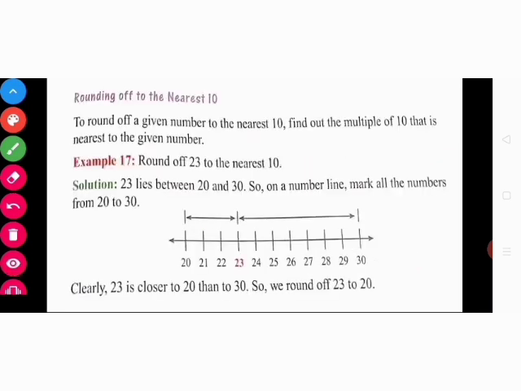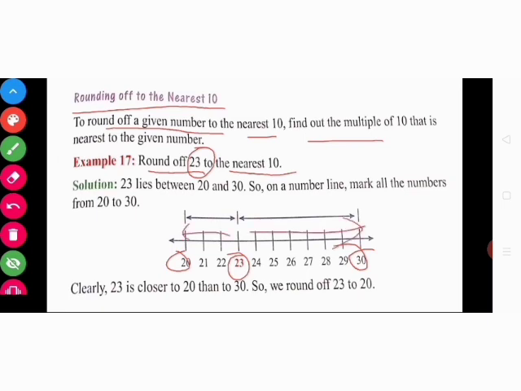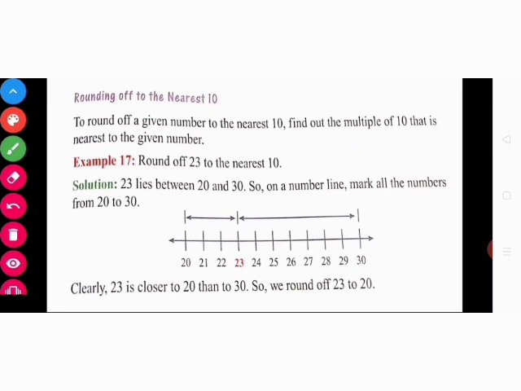Rounding off to the nearest 10. What does that mean? To round off a given number to the nearest 10, find the multiple of 10 that is nearest to the given number. Look at the example: round off 23 to the nearest 10. This 23 lies between 20 and 30. Where is 23? It is here. Is it closer to 20 or 30? It is closer to 20. Yes, so we round off 23 to 20.